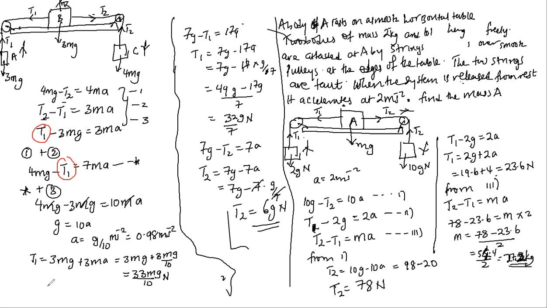Then for T2, T2 can be got from 4mg minus 4ma. This will be 4mg minus 4mg over 10. This will give me 40mg minus 4mg, which will give me 36mg over 10, and that will be the value of T2. So basically, with these types of systems, you just need to know that the string is broken into parts, so we have different tensions.